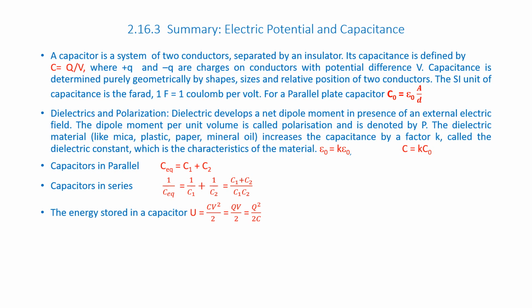The energy stored in a capacitor is given by U equals C V squared by 2 in terms of capacitance and potential difference. That can also be written as Q V by 2, where Q is the charge and V is the potential difference, or it can also be written as Q squared by 2C. So for solving numerical problems, we can use any of these three forms of energy stored in a capacitor.